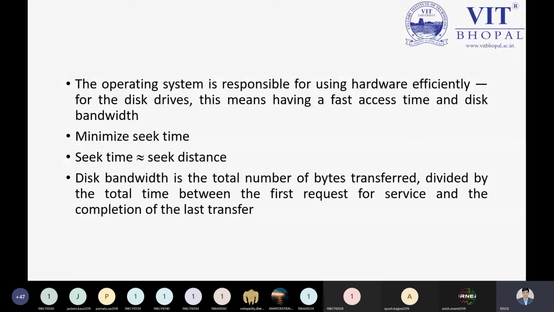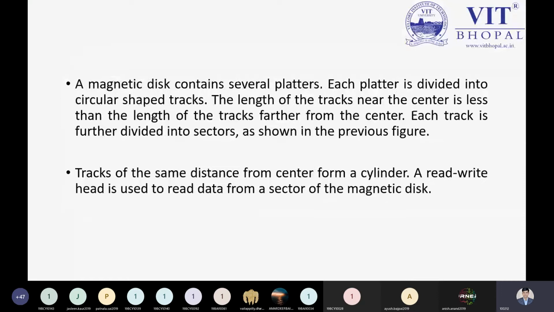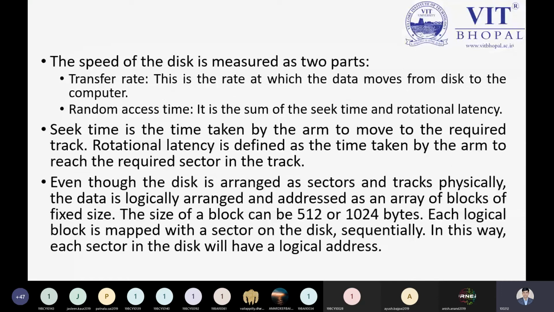What do you mean by seek time? As we have discussed, seek time is the time taken by the arm to move to the required tracks. Some information is stored in a track, and when you are required to access some data, the arm will take lots of time to access the data. Definitely you are having bad accessibility.